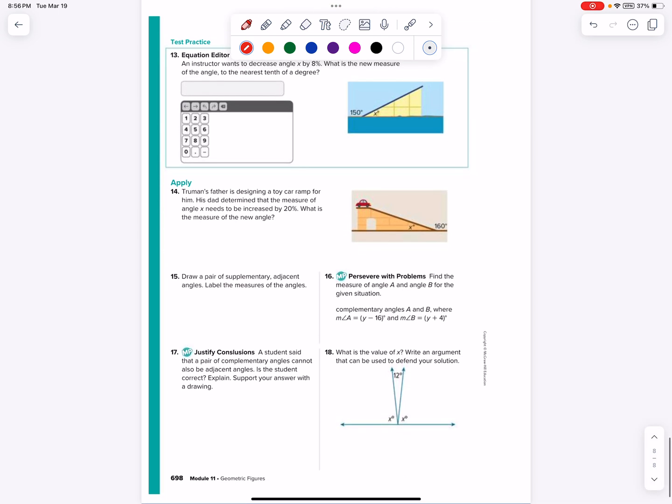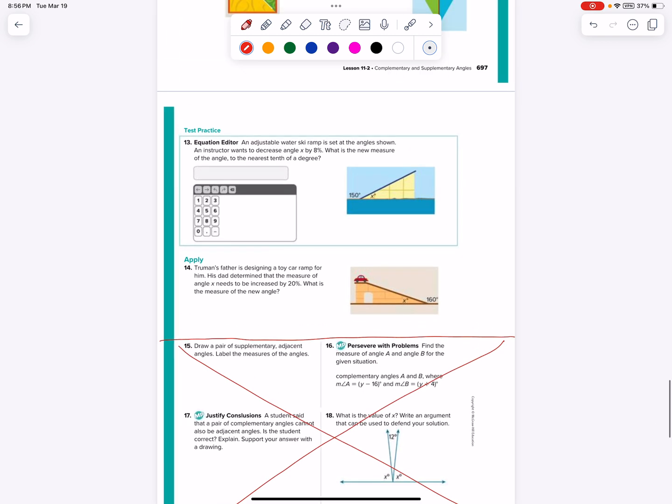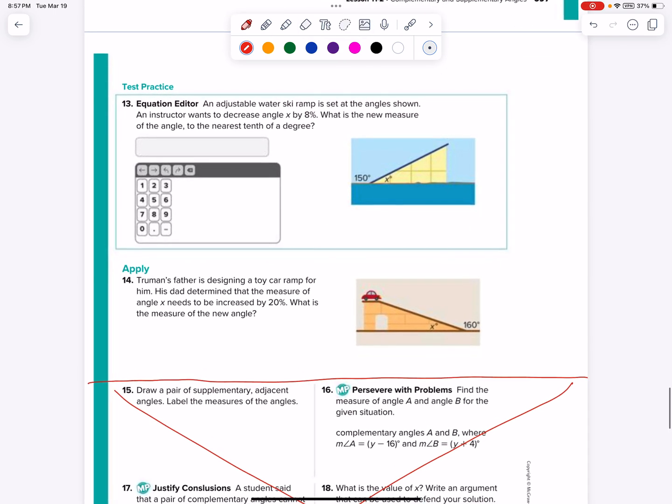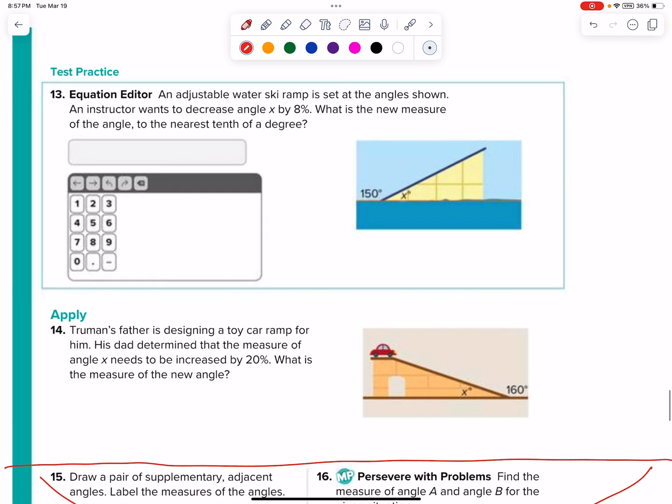Let's go ahead and draw a line here, and we're not going to do these. But we are going to do 13 and 14, and 13 and 14 are just like our apply ones. I'll do 13 with you, and then you can do 14 on your own. So 13 says the water ski ramp is set at the angle shown. They want to decrease angle x by 8%.